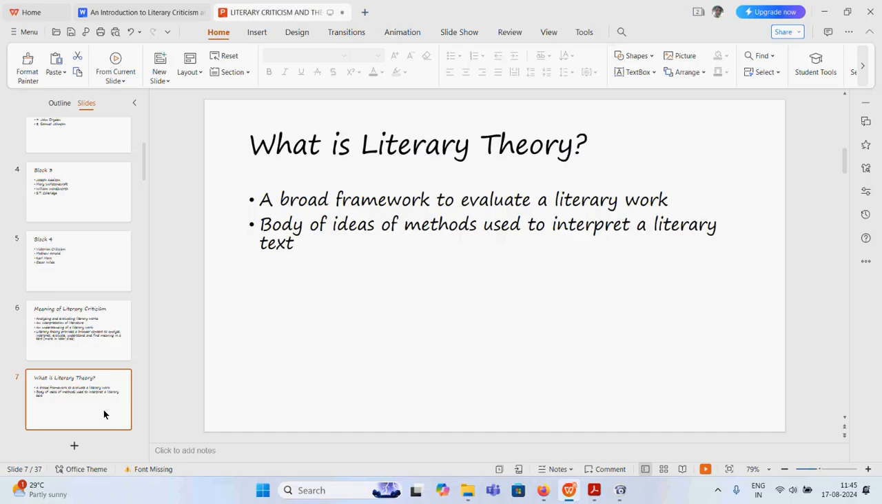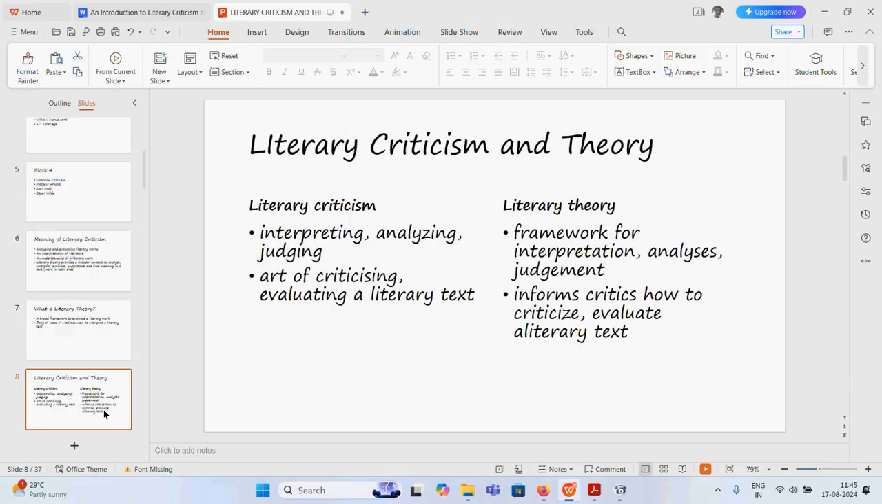What is literary theory? It is a broad framework to evaluate a literary work, or we can say it is a body of ideas and methods used to interpret a literary text. This particular slide helps us to understand the differences between literary criticism and theory. On the left side of your screen, you have literary criticism listed. On the right side, literary theory.